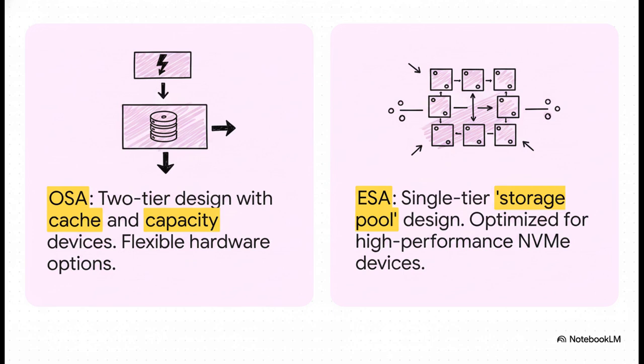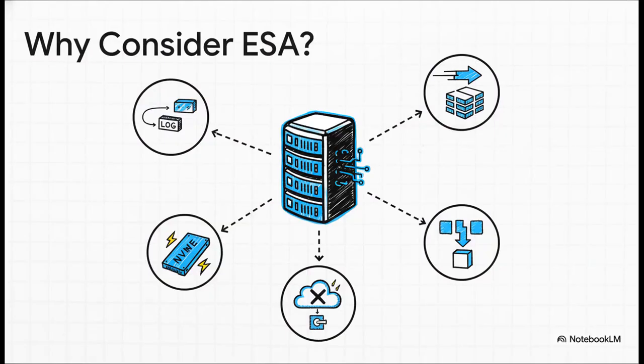Then you've got ESA, the express storage architecture. This one is built from the ground up for today's crazy fast hardware. It's a single-tier design, which means every NVMe device in the pool contributes to both performance and capacity. No separate tiers needed.